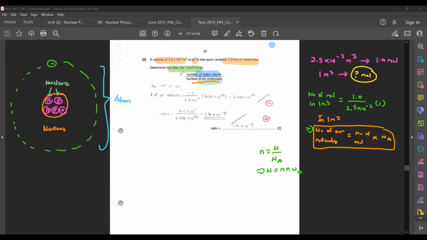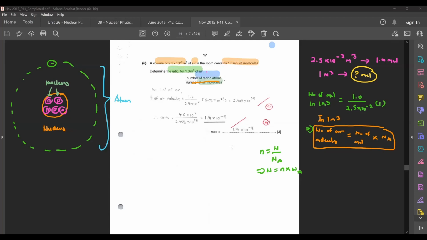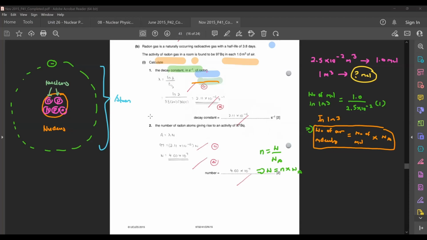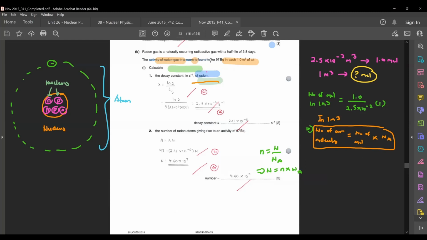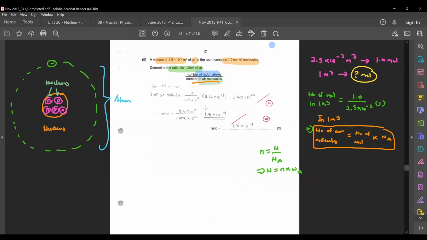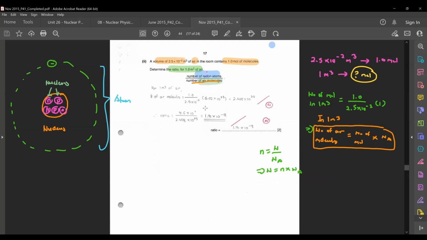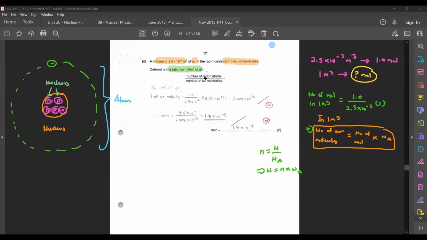okay? The number of radon atoms in 1 meter cube of air, you don't need to do anything because you already found it in the previous question. You see here they told you the activity of radon gas in a room is found to be 97 becquerels for 1 meter cube of air. You subsequently found out what was the number of molecules in 1 meter cube of air. You already found out the value already. There's no need for you to do any calculations there. You just really need to find out the number of air molecules.